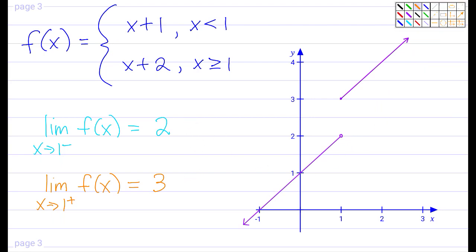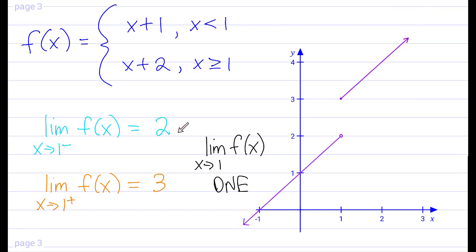In this case, we say that the limit as x approaches 1, this is the double-sided or full limit, does not exist. These two limits can't agree with each other. This limit says 2, this limit says 3. That's never going to be the same. This limit does not exist.